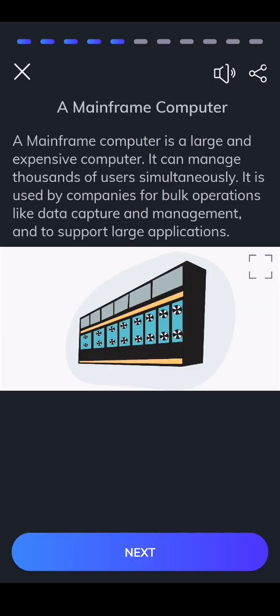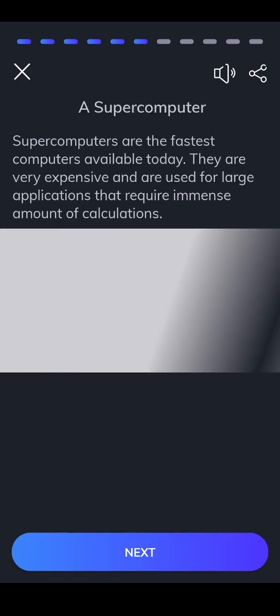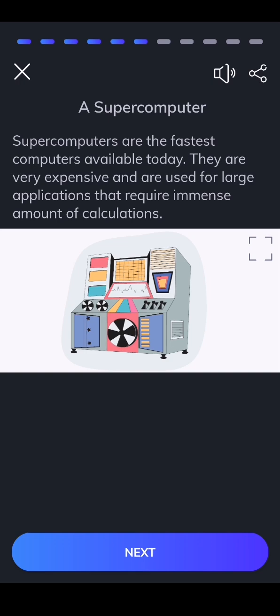A mainframe computer is a large and expensive computer. It can manage thousands of users simultaneously. It is used by companies for bulk operations like data capture and management, and to support large applications. Supercomputers are the fastest computers available today. They are very expensive and are used for large applications that require immense amount of calculations.